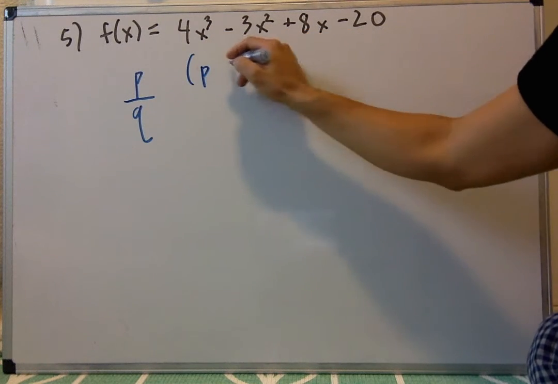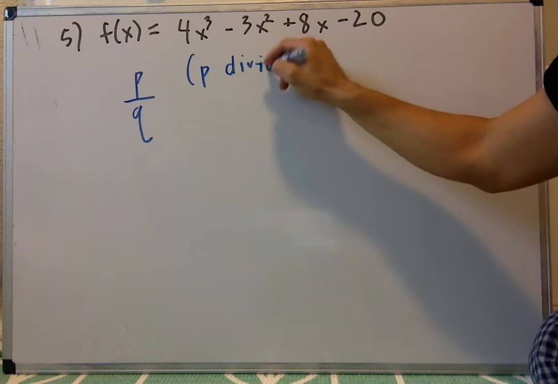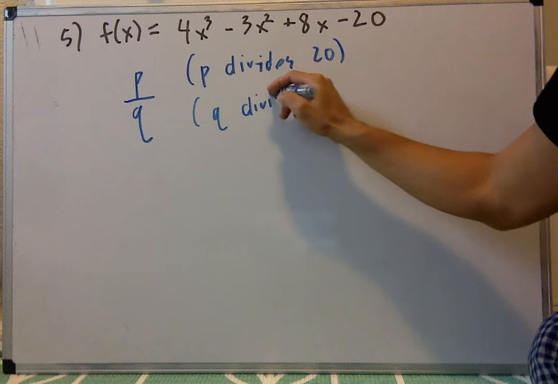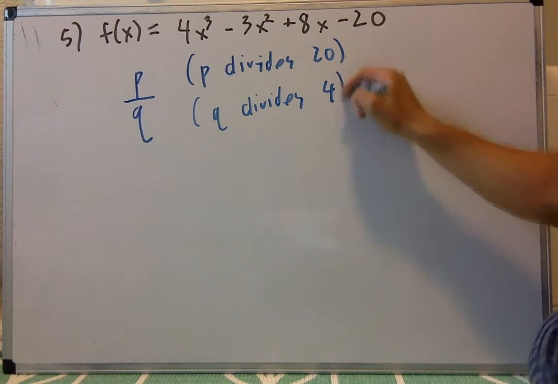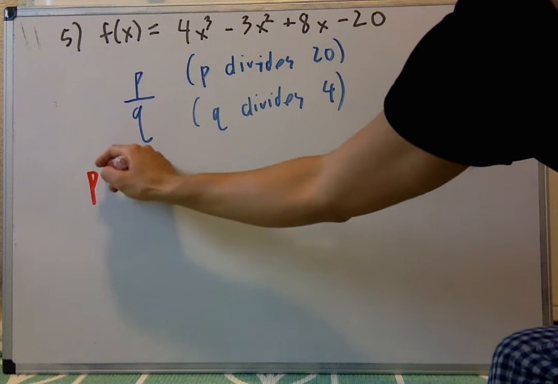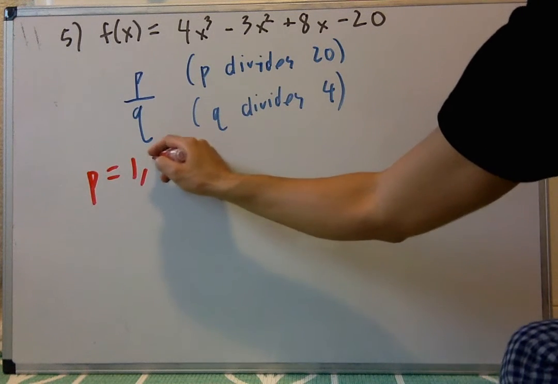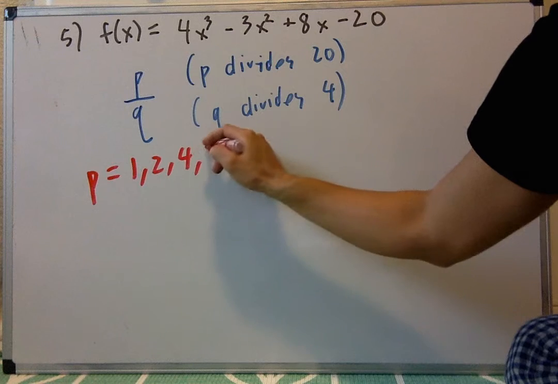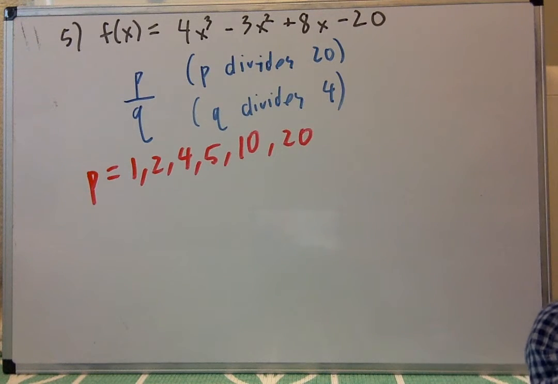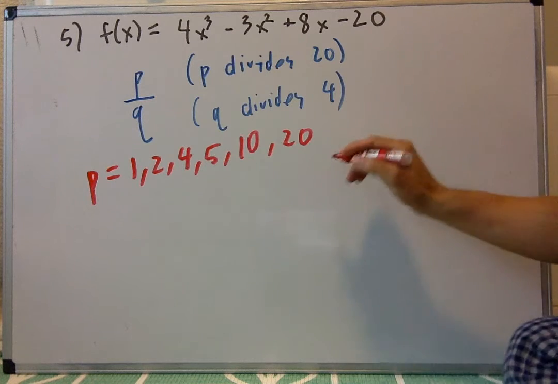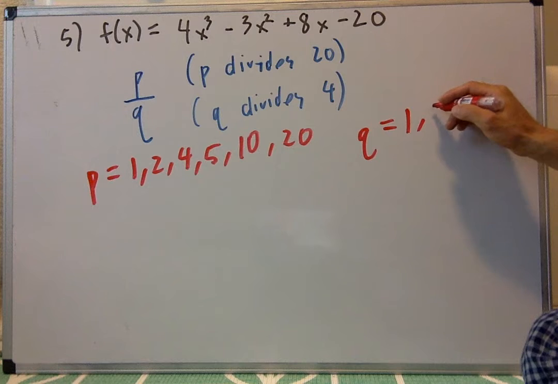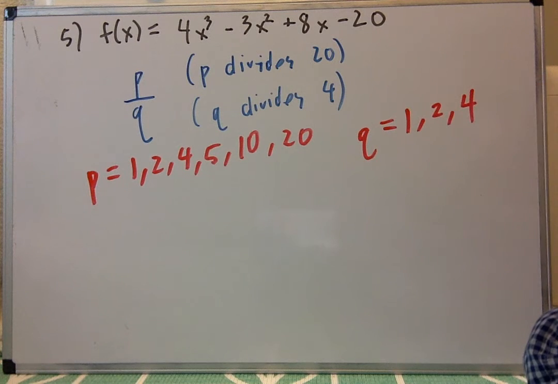Here, p divides 20 and q divides 4. Okay, so what are my possible p values? P could be things that divide 20. So 1, of course, 2, 4 divides 20, 5 divides 20, 10, and also 20. Those are six possibilities. Okay, what could q be? Q could be anything that divides 4. There's 1, there's 2, and there's 4.